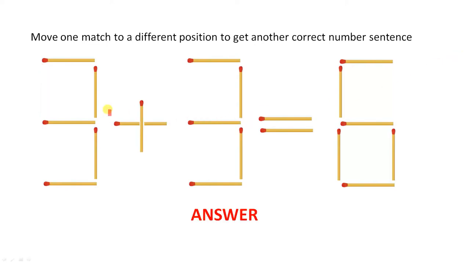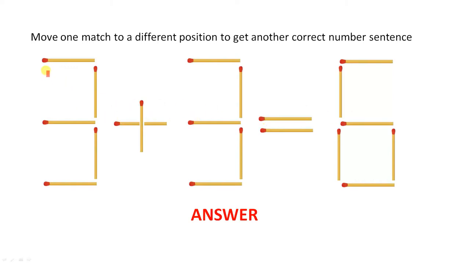So have a look. Let's check this number sentence out to see if it's correct first, and let's see where the match came from. 3 plus 3 equals 6. Well, you remember the original sentence was 9 minus 3 equals 6?